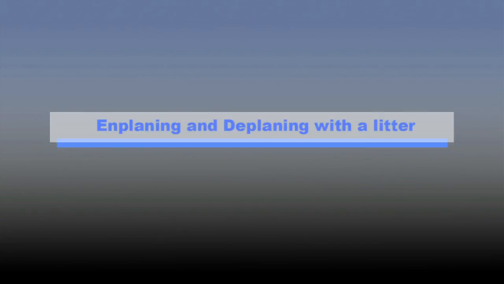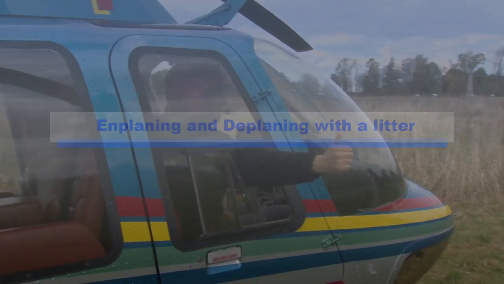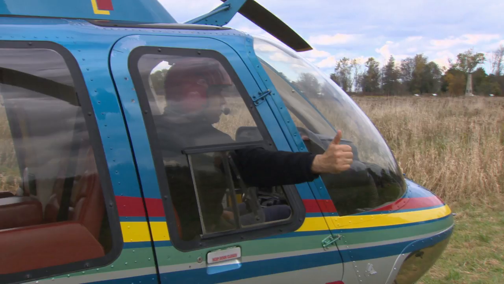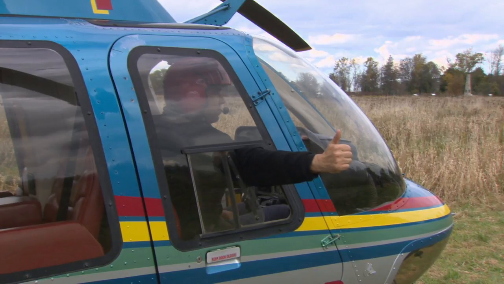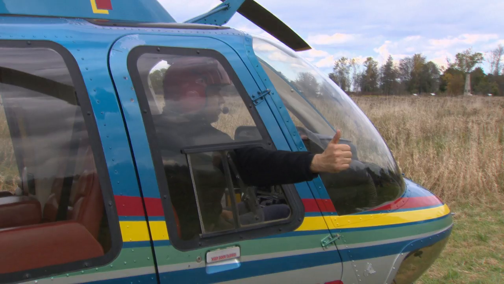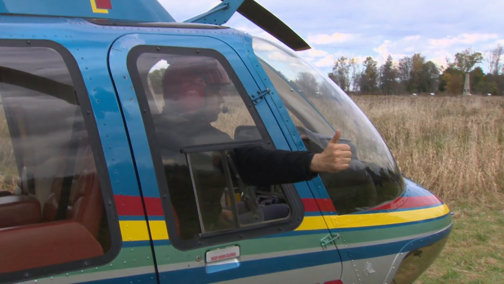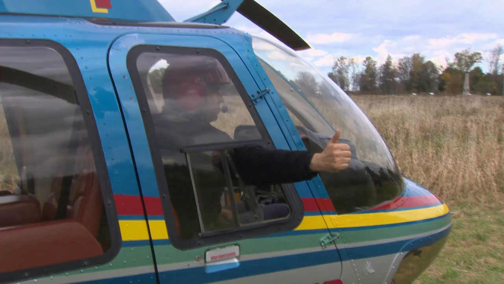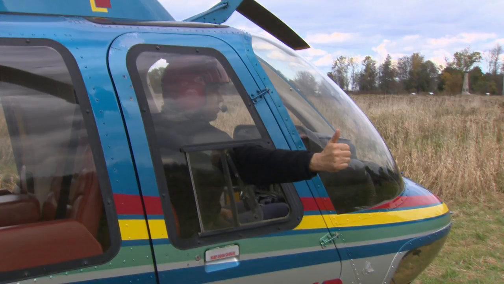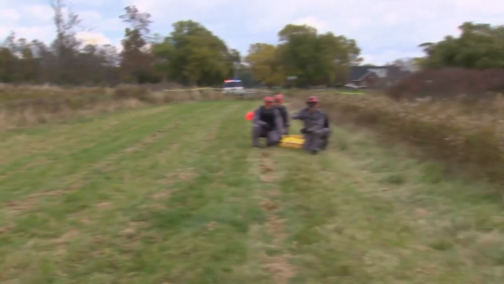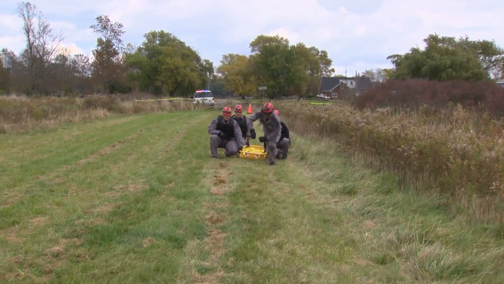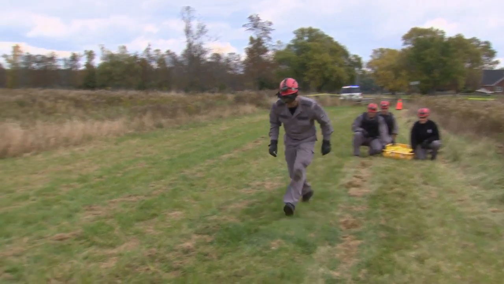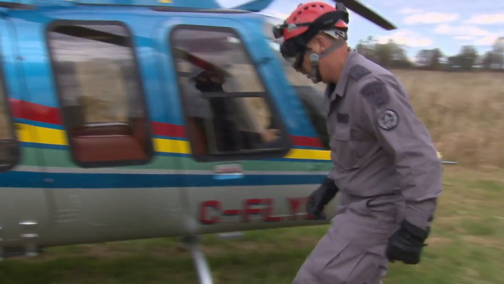Endplaning and deplaning with a litter. The chalk must contain the chalk commander plus four officers to carry the litter. The chalk commander will brief everyone involved regarding what will happen, then assign each person to their roles. When the aircraft lands, the pilot will give the thumbs up for approach. Chalk commander will approach along the 10 or 2 o'clock line and open both rear passenger compartment doors.